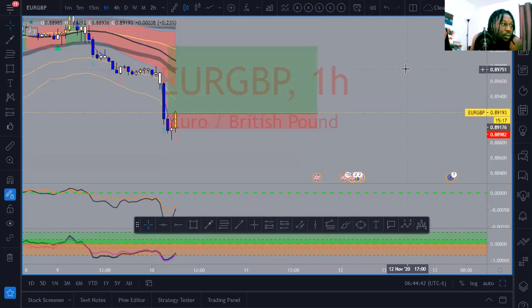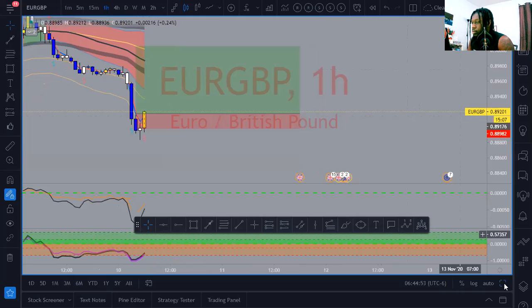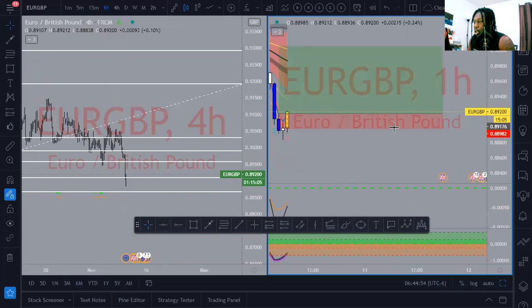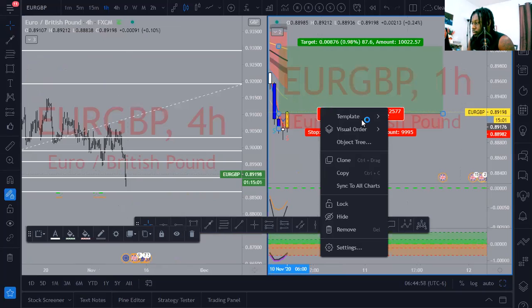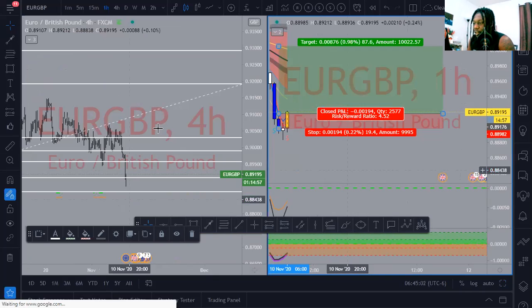So we're going to have right there, and I'll see how my alert goes. But yeah, I like this move a lot. So that's for Euro GBP. Gonna copy, and then paste it over here.